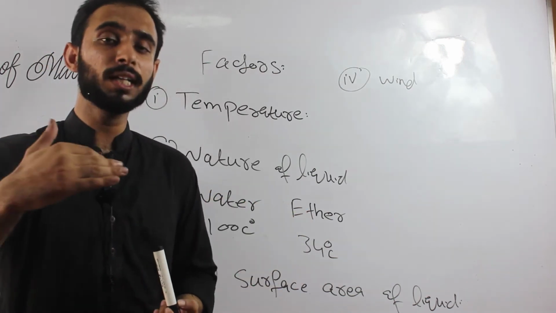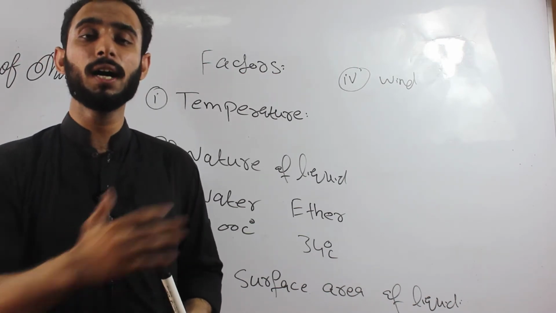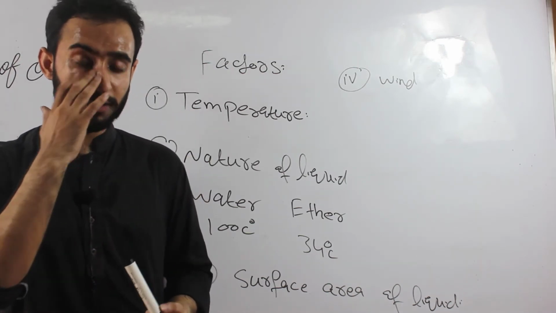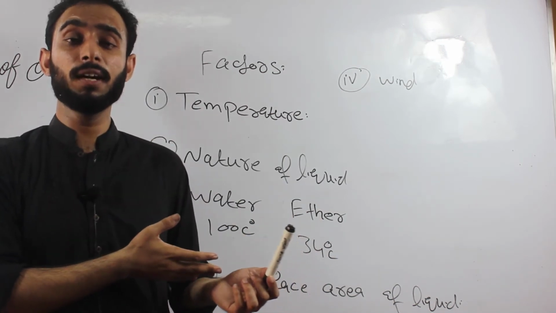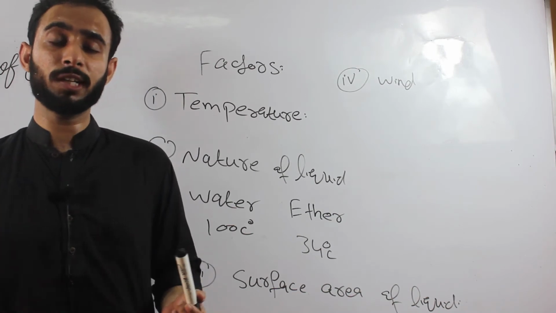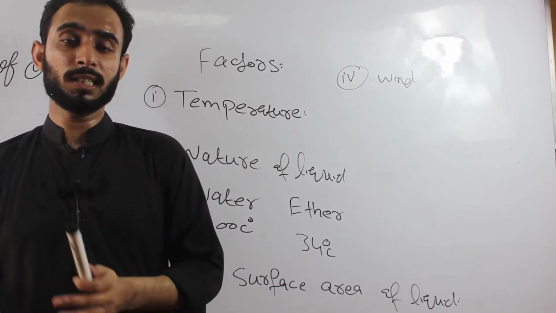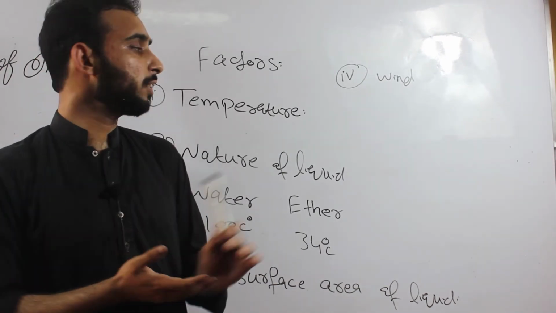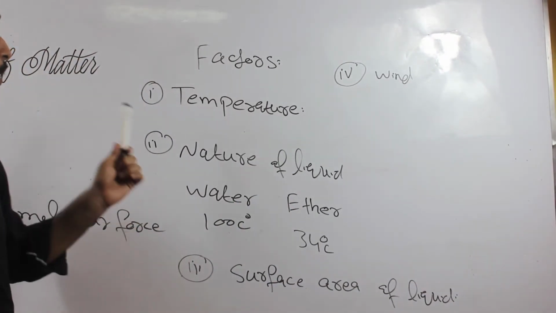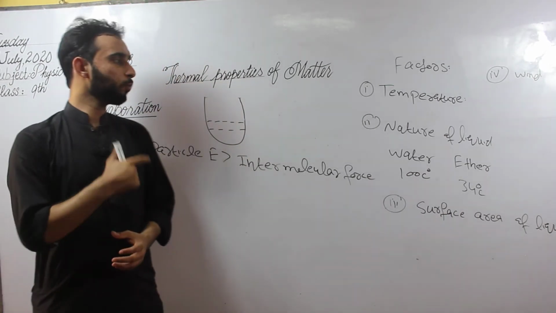because whenever the wind is moving, the particles of the liquid will also move away with the wind. So that is why you can say that wind also has a direct relation with the evaporation. If the wind is moving very fast, the evaporation rate will also be very fast. The drying of our cloth is an example of the wind. So, students, these are the four factors.